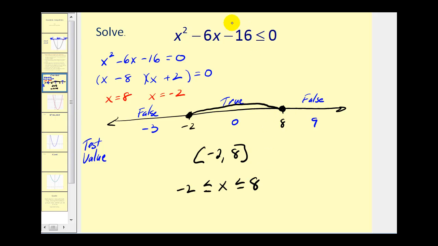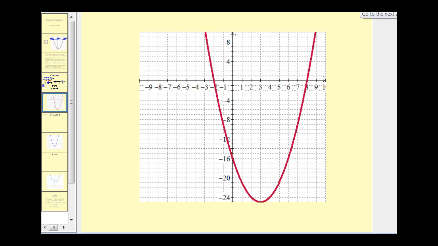We're going to graph the left side as a quadratic function and see where it's less than or equal to 0, meaning where is it below the x-axis. You can see it's below between -2 and +8. And because it said less than or equal to, we include the endpoints. So there's the interval that satisfies that quadratic inequality. Let's go ahead and take a look at another one.